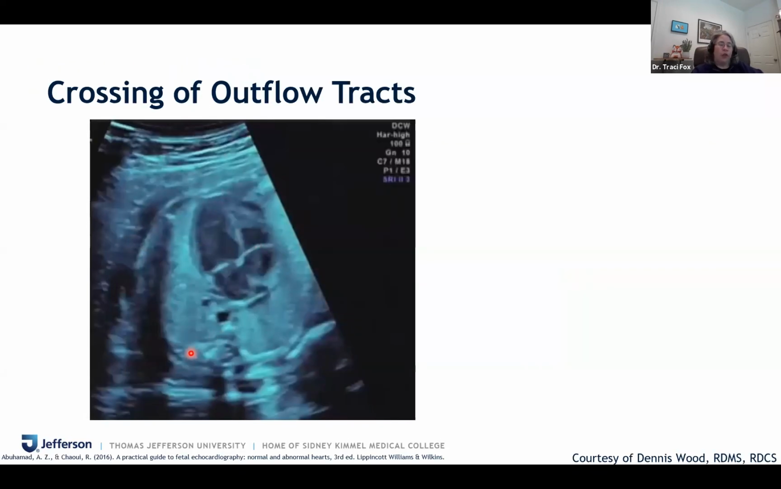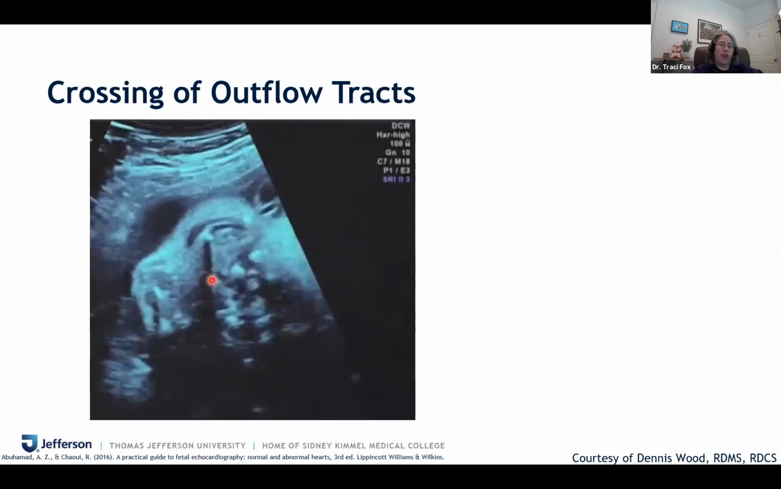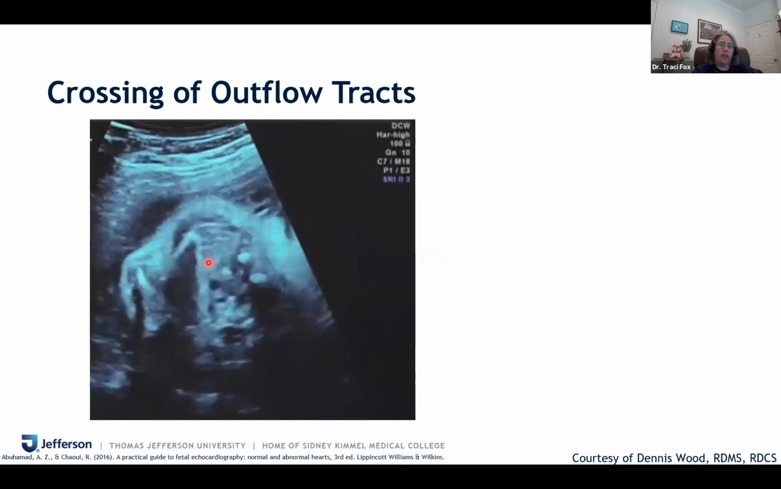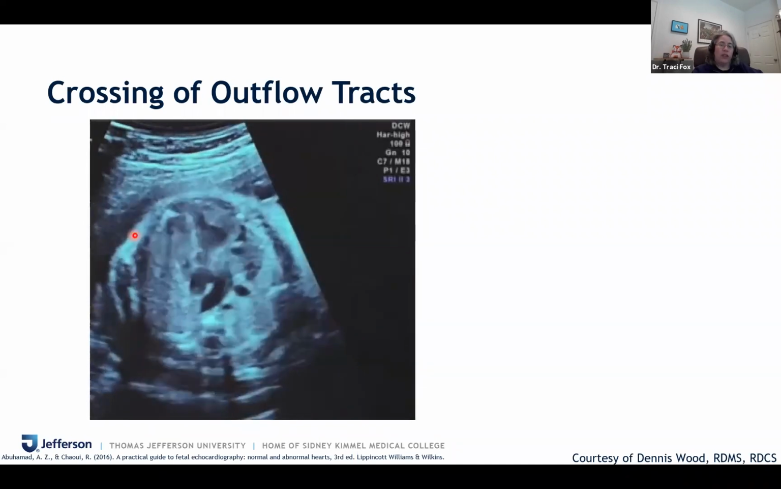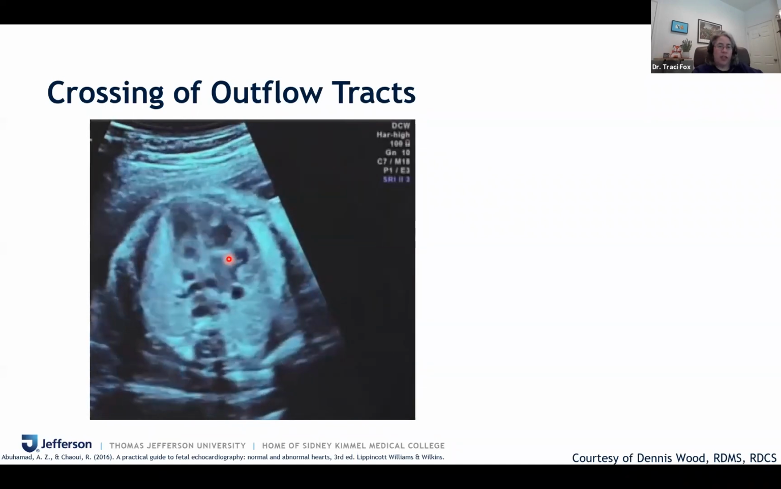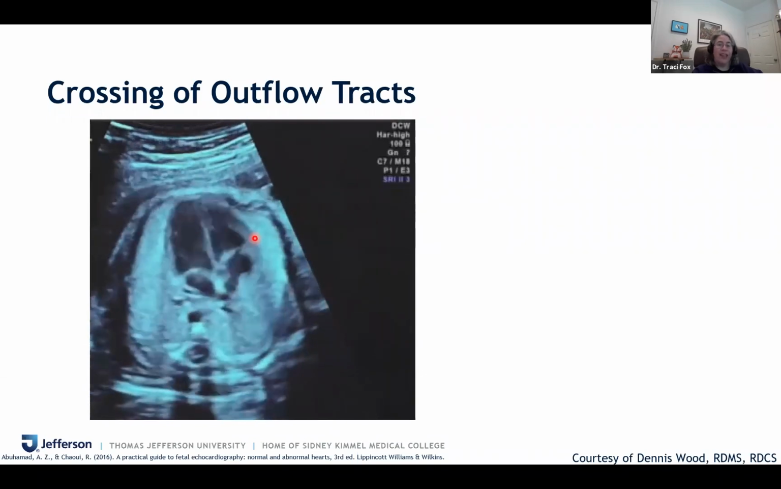I mentioned the outflow tracts should cross. So in the 4-chamber heart plane, one of the things we can do is watch in real time as the RVOT crosses this way and the LVOT crosses this way. So you'll see it in a moment. Here comes the LVOT right here. And now I angle anterior.